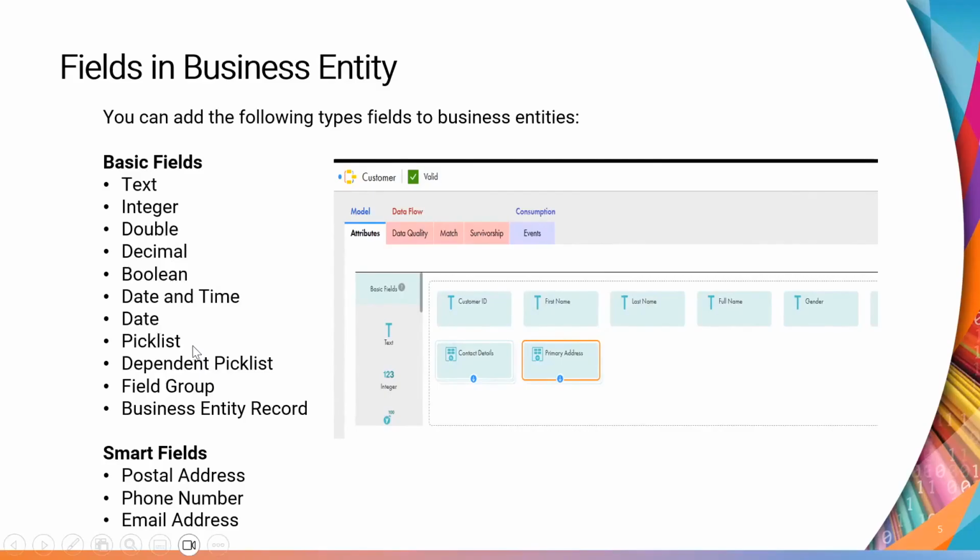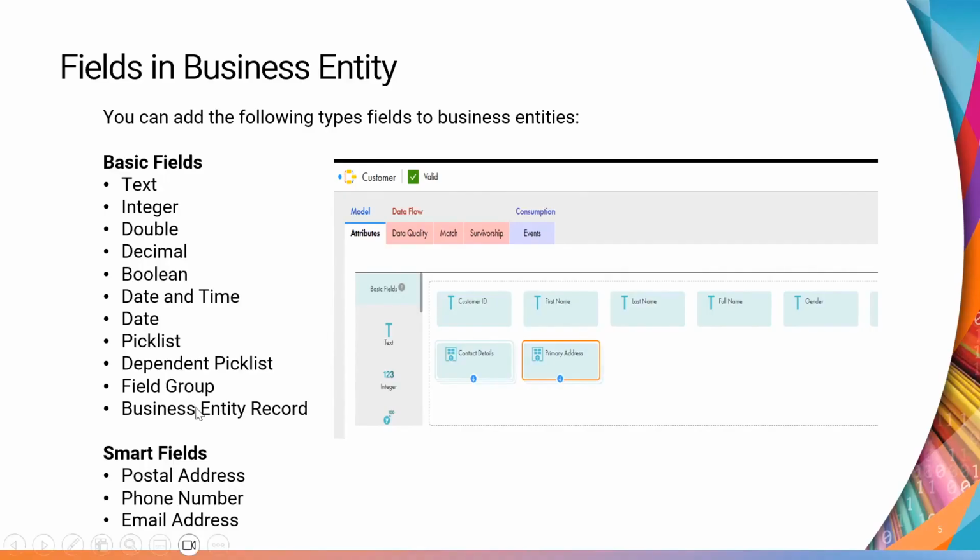To provide a list of value for user to select from, you can add a pick list to a business entity. A pick list uses a list of values contained in a reference data asset. You can create the reference data set in R360 and link to a business entity field. Dependent pick list. When the list of value that users select from has a dependency on a value that users select in another list, use a dependent pick list.